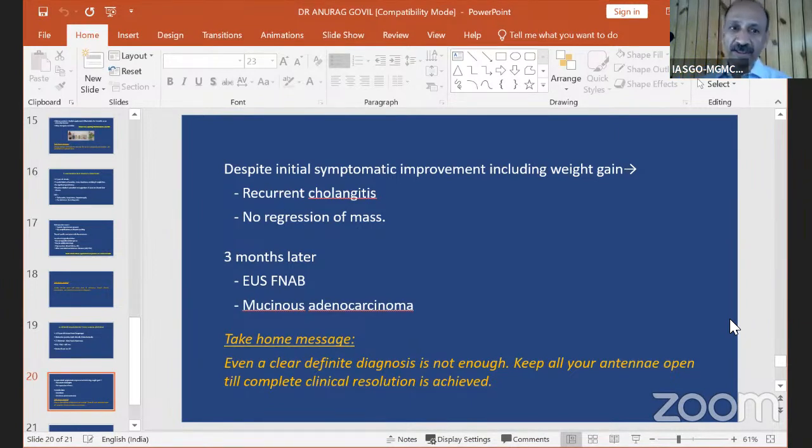What I want to tell you here is, even if there is a clear, definite diagnosis, it is never enough. Keep all your antennae open until you get complete clinical resolution. And that is when you can say you have done it.